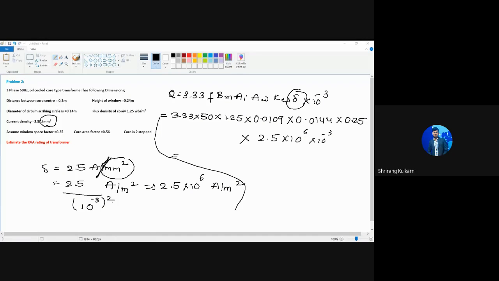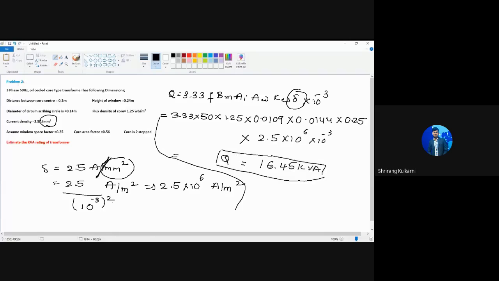Can anyone calculate and tell me the answer? So the answer will be 16.45. Right? Transformer we are measuring in terms of what? kVA. So the answer is in kVA, 16.45 kVA. This is the answer. So like this we have to calculate.